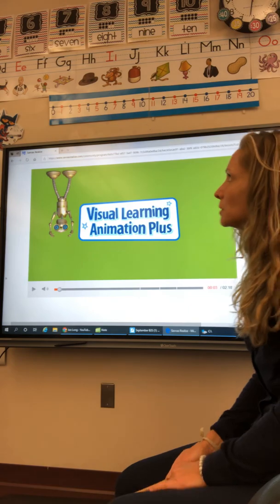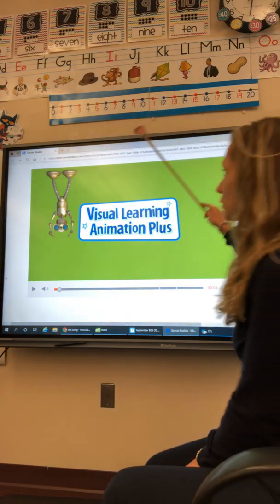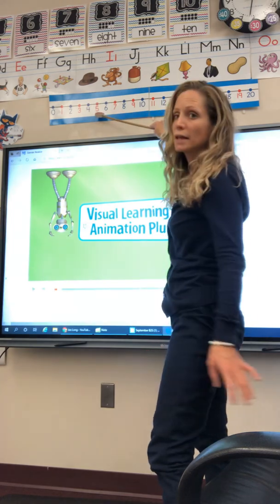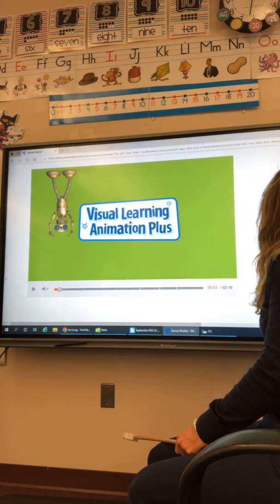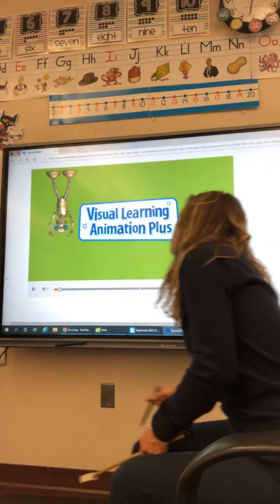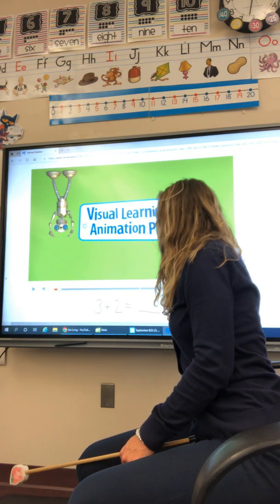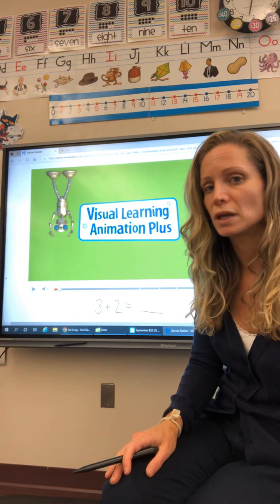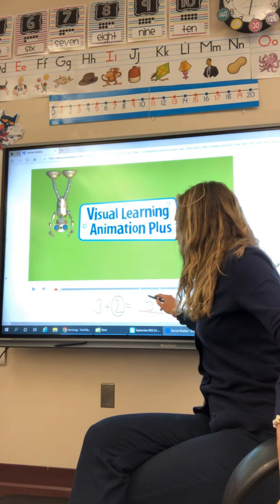If we're adding on a number line, let's say Mrs. Long says 3 plus 2. I would go to the 3 and I would do 2 jumps. 1, 2, and I'd land on the number 5. Or we learned about near doubles last week. So if Mrs. Long said 3 plus 2, maybe you're thinking in your mind, I know that 2 plus 2 is 4, and 4 plus 1 more is 5.